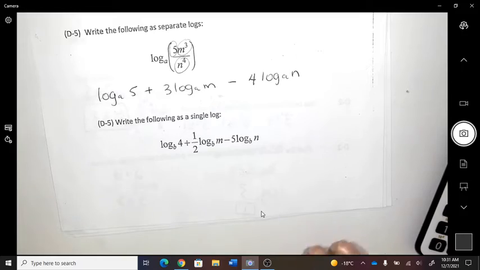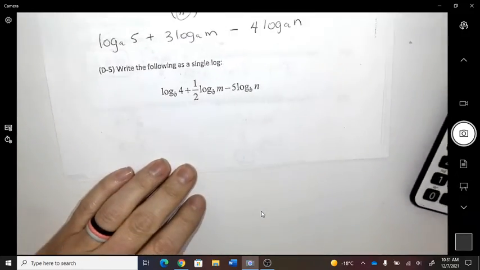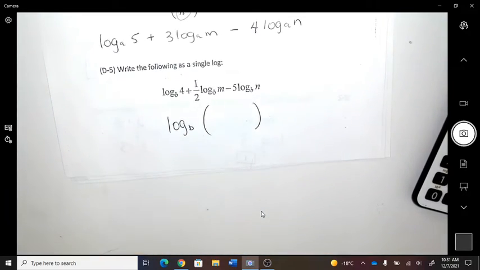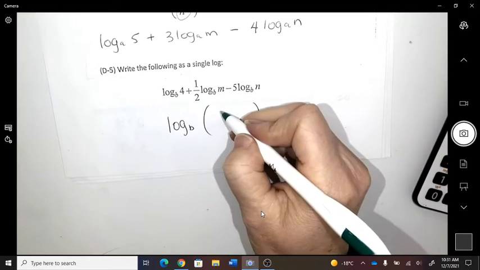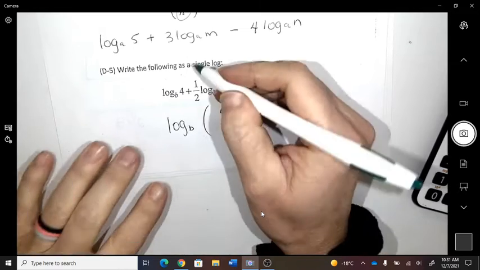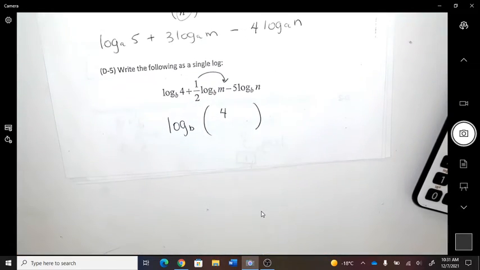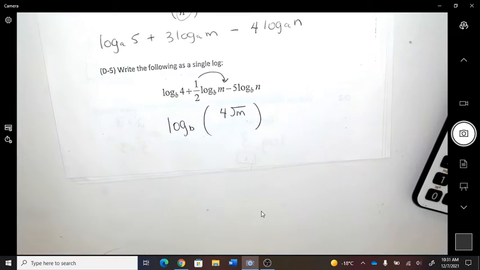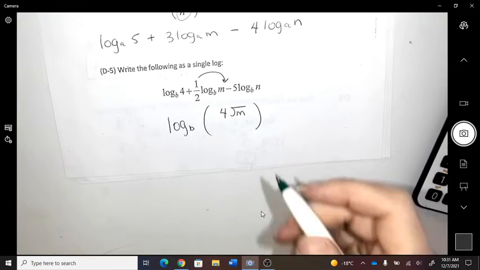Okay, next one, now I have to put it back together. So log B of a bunch of stuff. Basically, if you see something positive, it's on the top. If you see something subtracted, it's on the bottom. So the 4 is on the top. M is on the top, and it has an exponent of a half, which is also the same as me writing a root. And the N is going to be on the bottom.